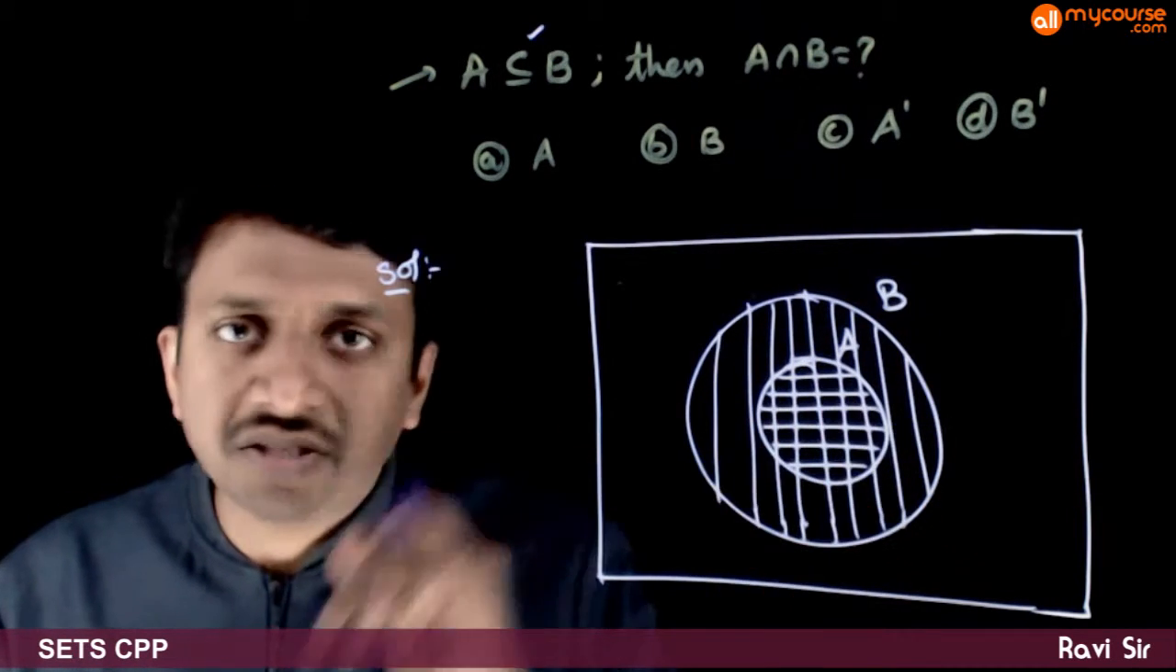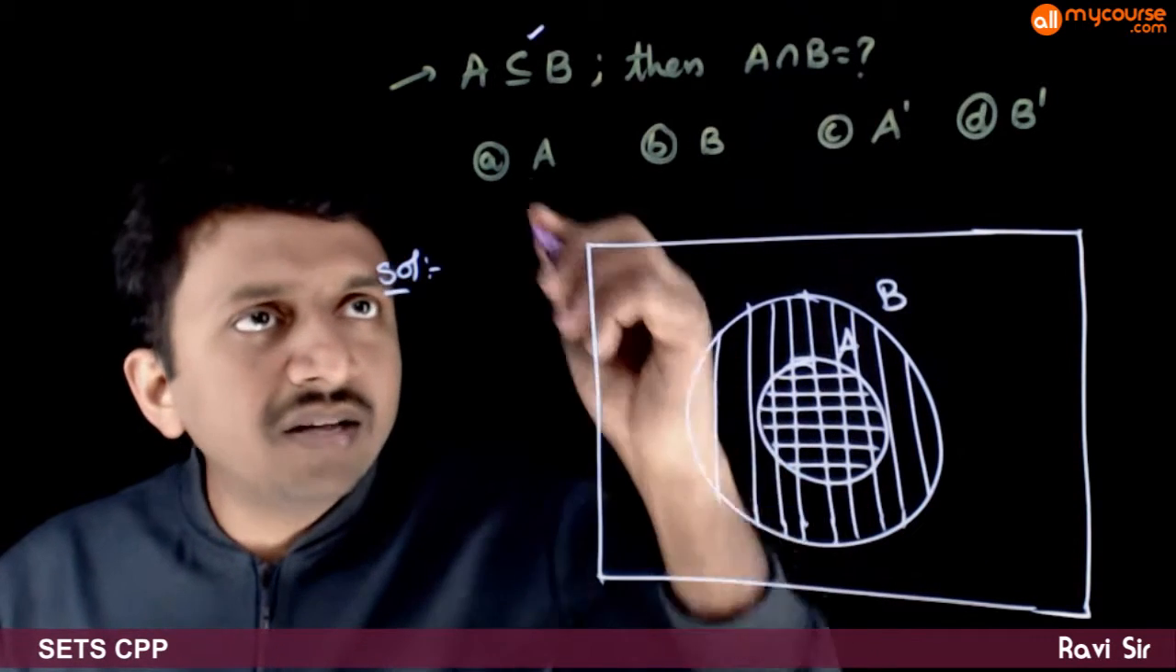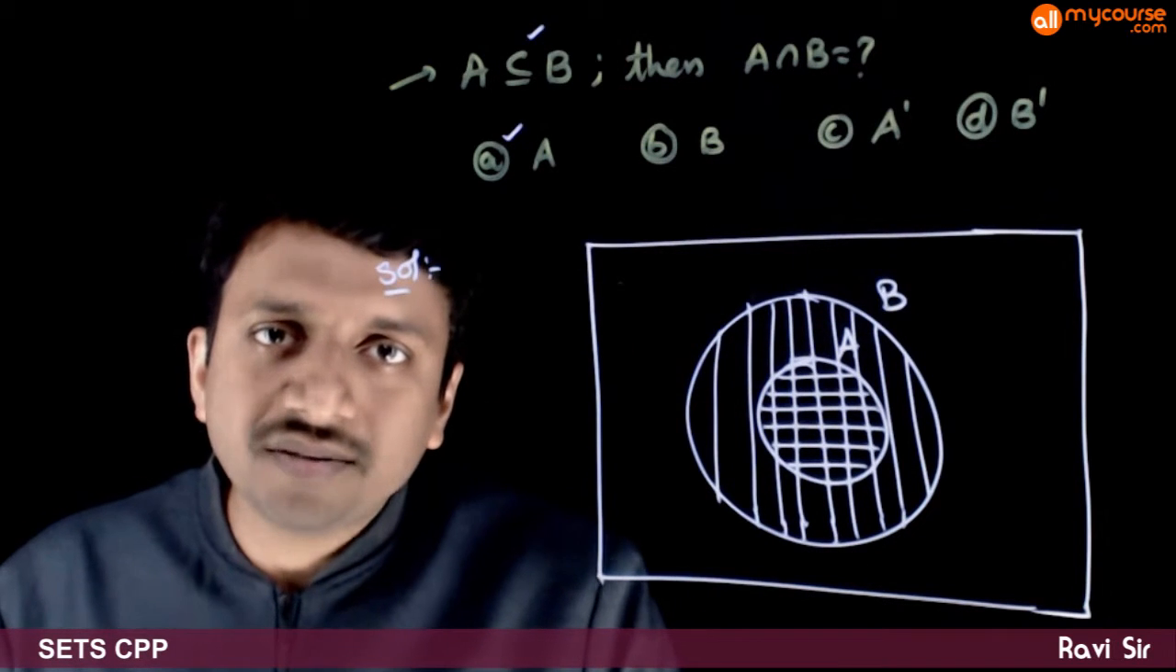It's nothing but the checked region. So if you can see very closely here, the checked region is nothing but the set A. So A intersection B will be equal to this set A.